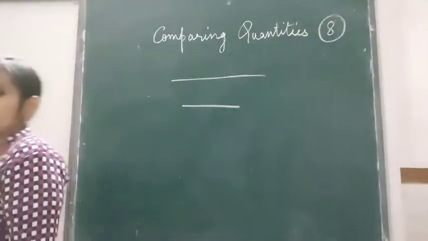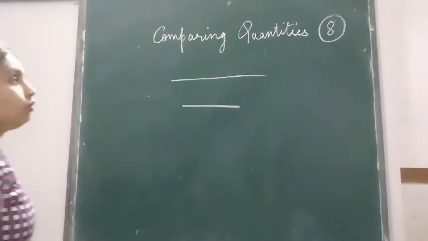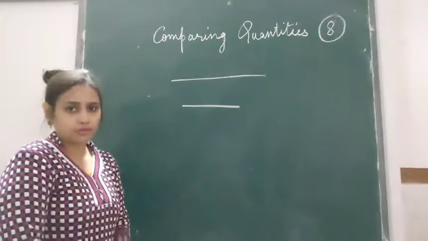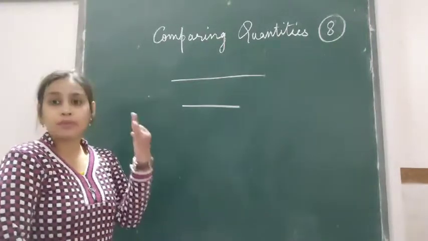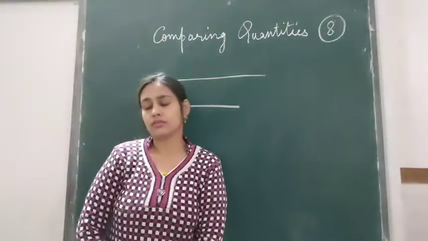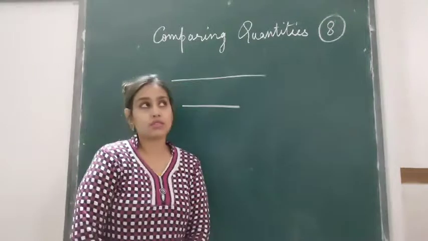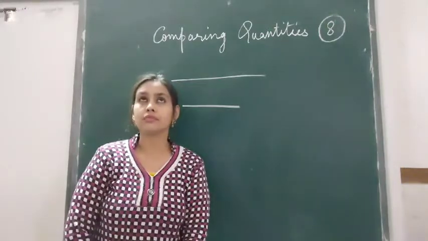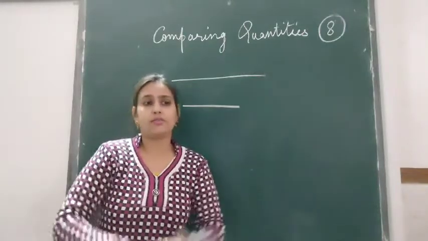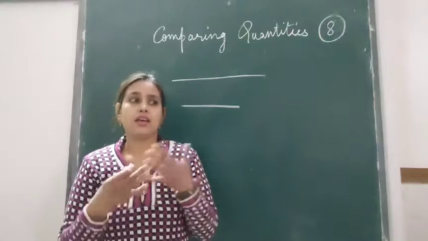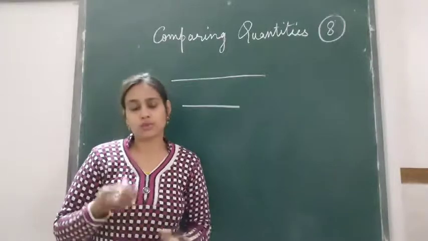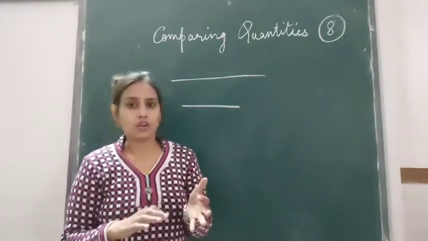Comparing quantities. Now how can we compare the quantities? We compare quantities with the help of ratio, proportion, right? We compare quantities through ratios, through proportions, then through percentage, right? Her percentage is more, mine is less. I won't be able to get the A1 certificate, right? So percentage, then profit, loss.